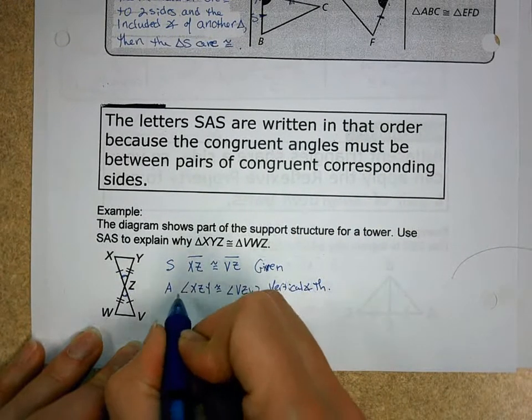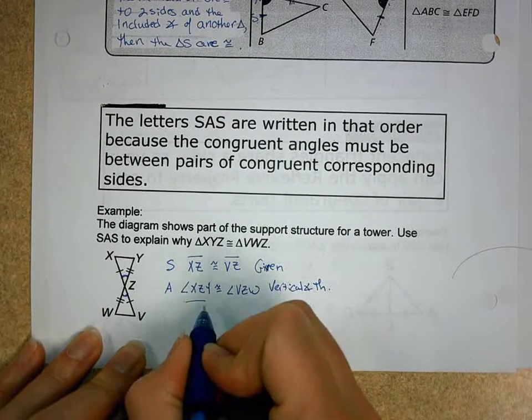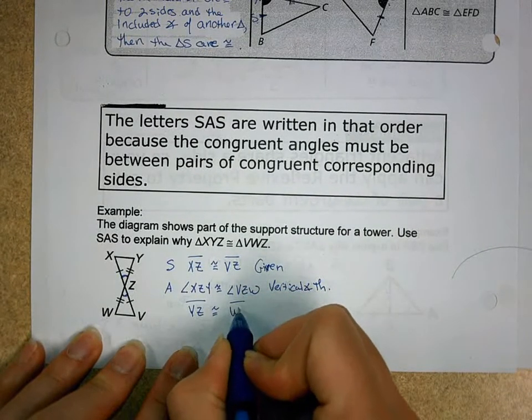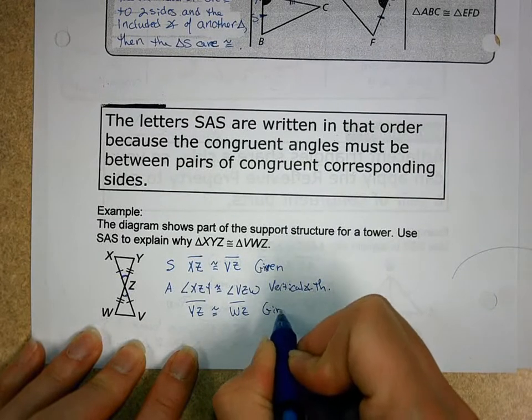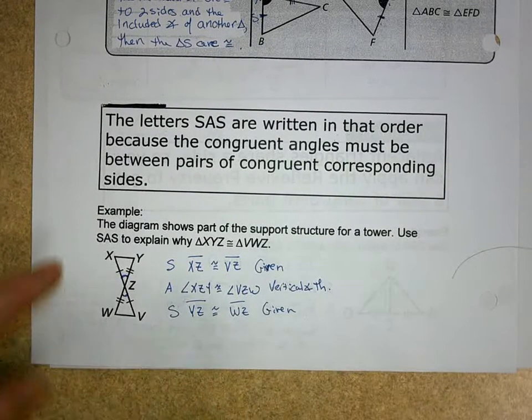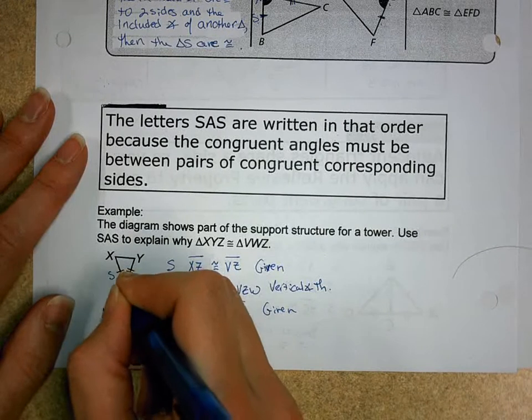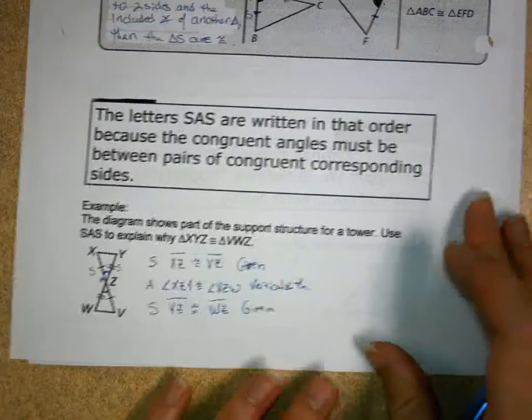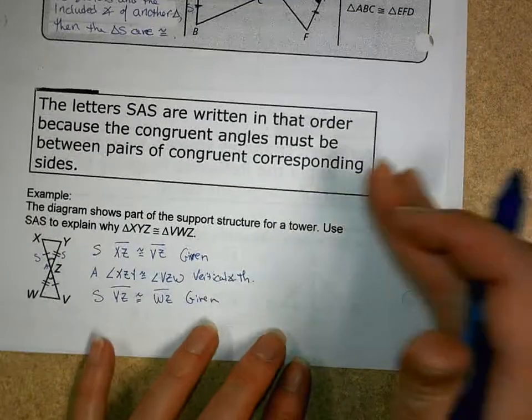And then last but not least, I use line segments here. I've got segment YZ is congruent to segment WZ because they're also given. That gives me another pair of sides. Look at side, angle, side. Between the two sides, is the angle included? Yes, it is. Therefore, the two triangles are congruent. So this is how we would explain it more than just the physical one.